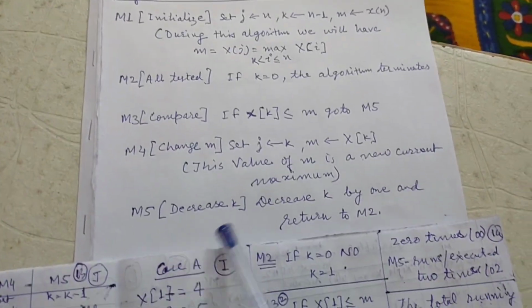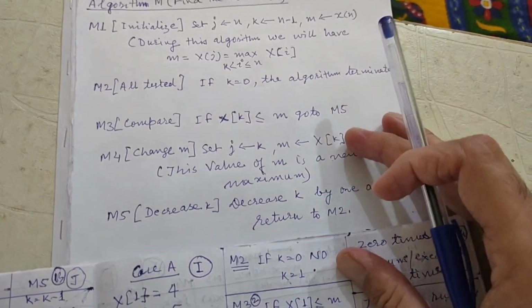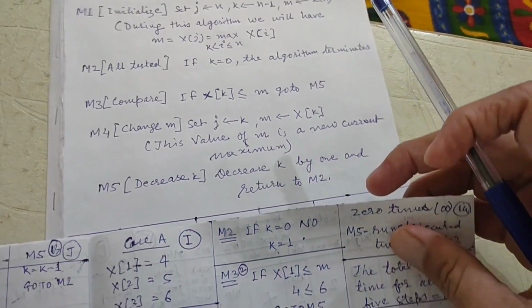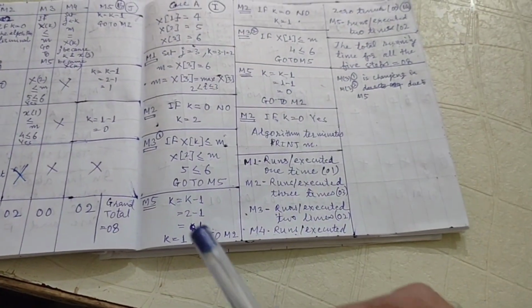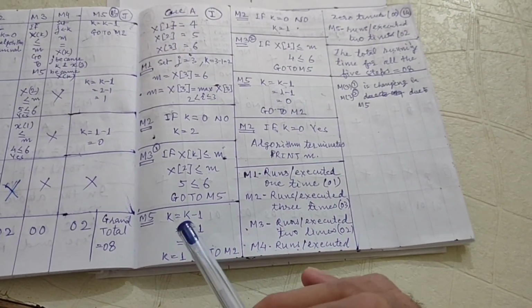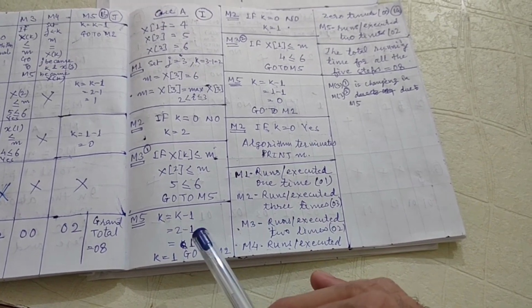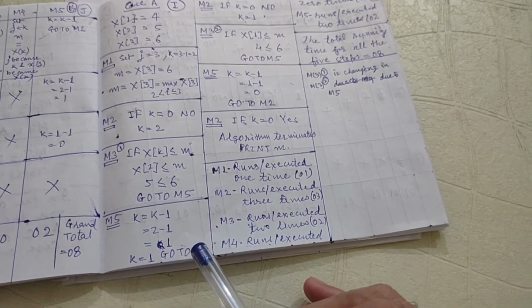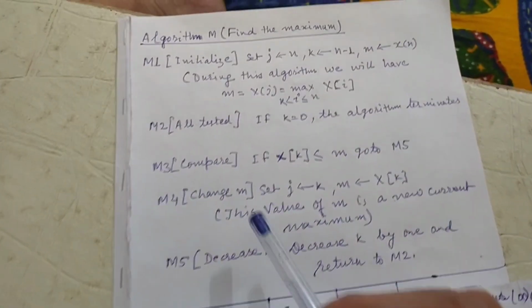What is M5? Decrease k by 1 and return to M2. M5: k is equal to k minus 1. 2 minus 1 is 1, and k is equal to 1. Go to M2. What is M2?